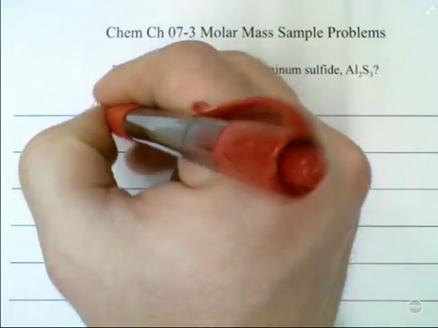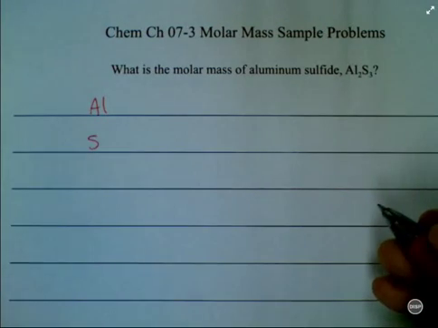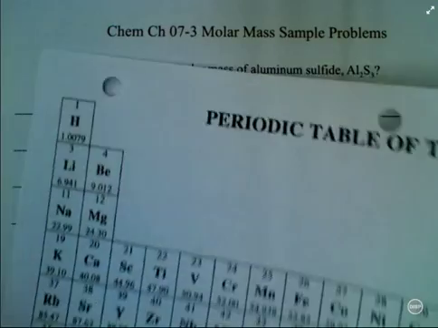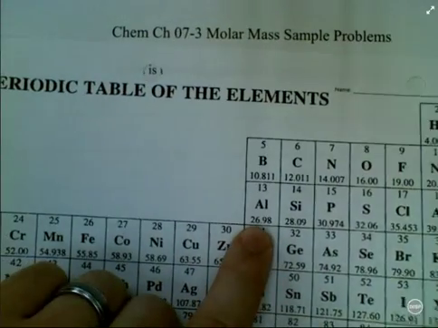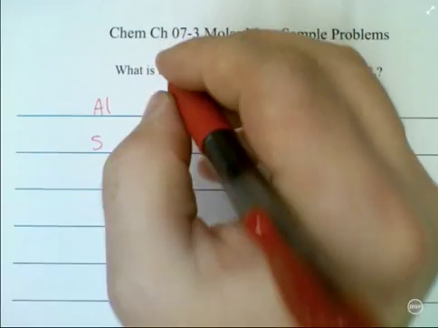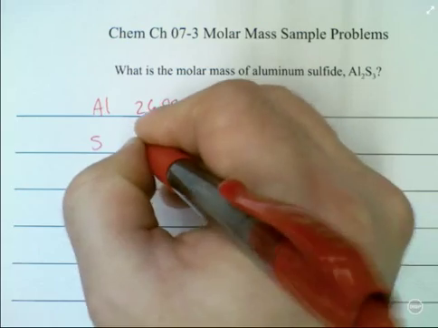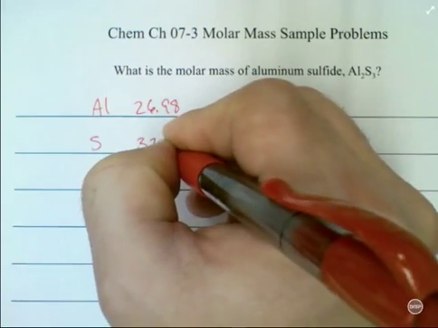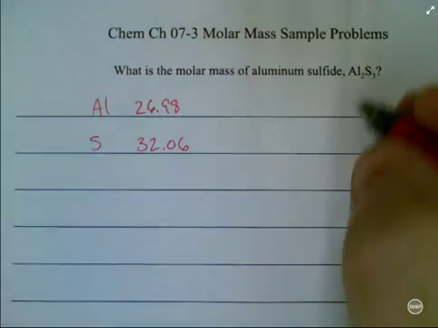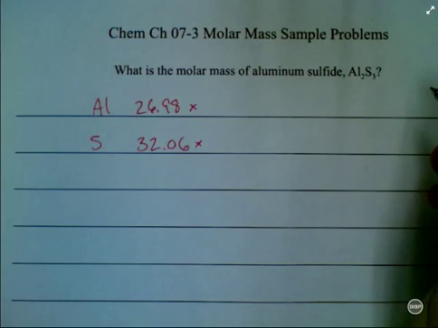First step in calculating molar mass is identify each and every element that is present in the substance. Next, go to the periodic table and identify the average atomic mass of each of the elements present. We'll get those written down. So aluminum is 26.98 and sulfur is 32.06.